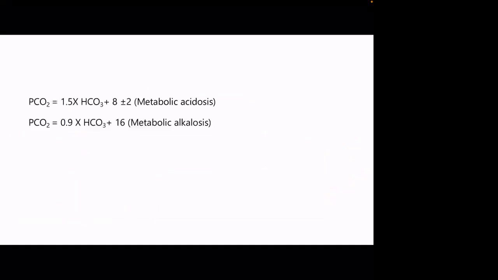And there are two equations that you have to remember. There are so many equations that can be used for calculating the compensation, but you have to remember at least one or two. Only those you have to remember. Otherwise, if you remember all of them, you will tend to forget. So you can go with these two equations. The partial pressure of carbon dioxide will be 1.5 times bicarbonate plus 8, plus or minus 2, in case of metabolic acidosis, and 0.9 into bicarbonate plus 16 in metabolic alkalosis. It can be plus or minus 5 also.